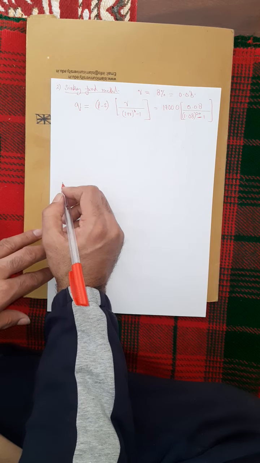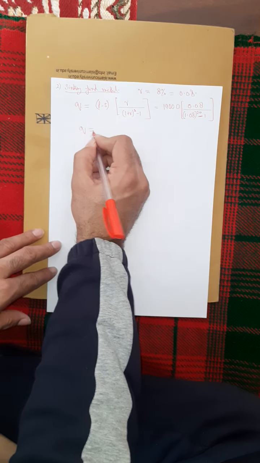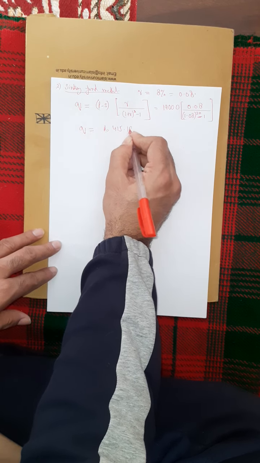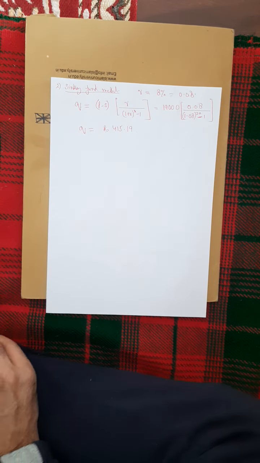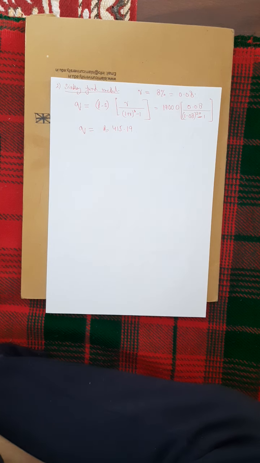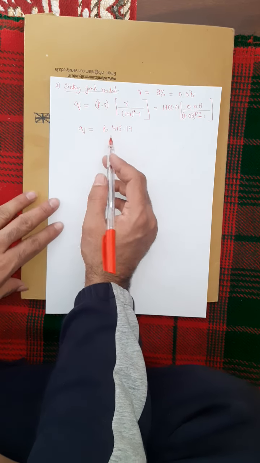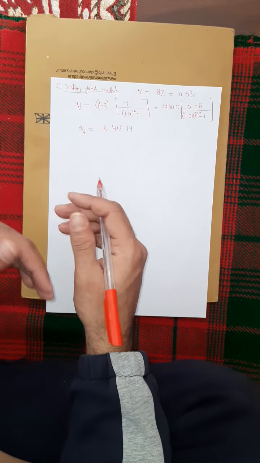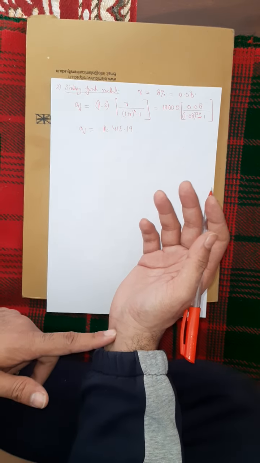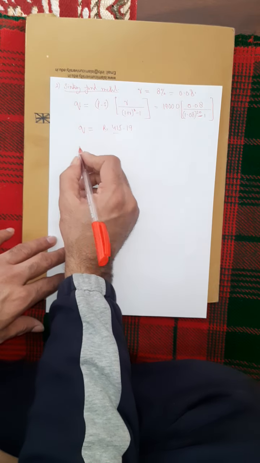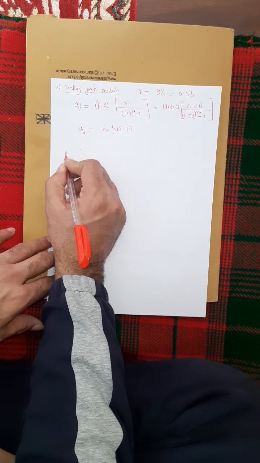So what will you get? If you calculate it, you will get Q is equal to rupees 415.19. Got it? So since you have calculated Q, what will be the amount collected at the end of 10 years? This is annually. So the amount collected at the end of 10 years, I will write it.